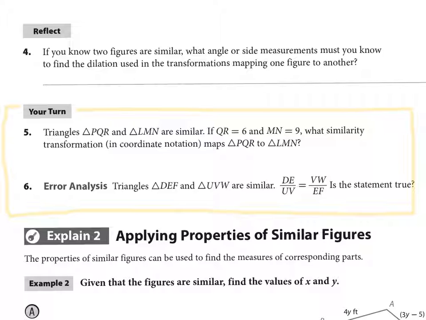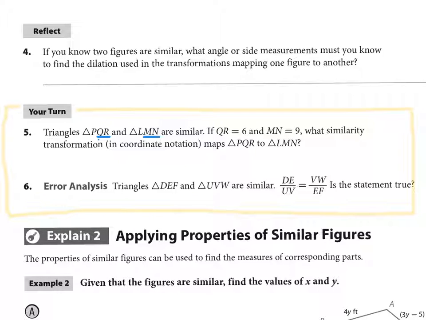All right, so just to make sure we understand corresponding parts of similarity, let's try questions 5 and 6 in the middle. You can go ahead and pause the video and read the question. What they're asking me is to determine what the similarity factor is and then to write coordinate notation for that. So I notice, first of all, I just want to check that they've given me corresponding parts. And indeed, based on how they have these written, QR is going to correspond with MN.